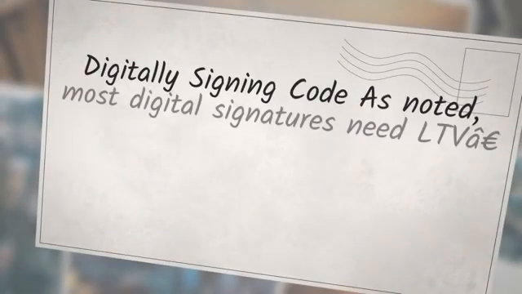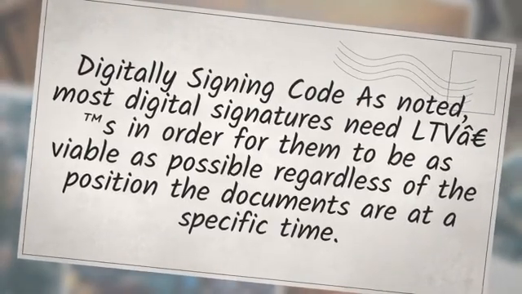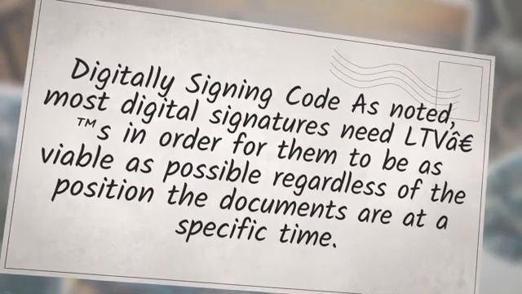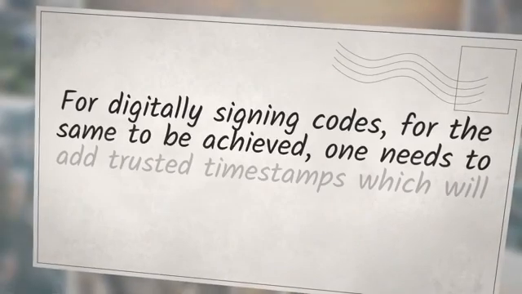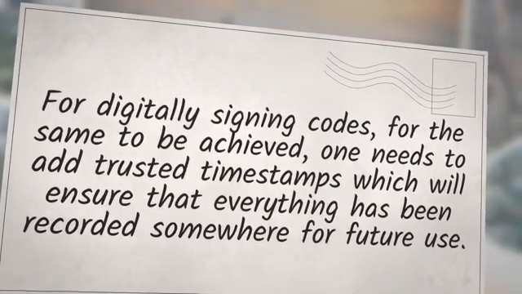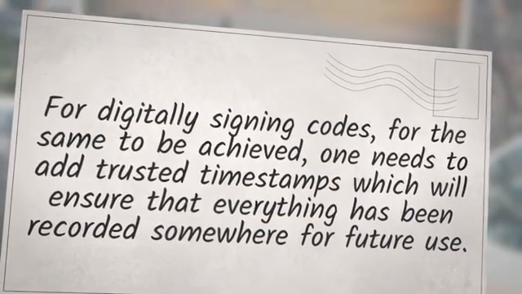Digitally signing code: as noted, most digital signatures need LTV in order for them to be as viable as possible, regardless of the state the documents are in at a specific time. For digitally signing code, for the same to be achieved, one needs to add trusted timestamps, which will ensure that everything has been recorded somewhere for future use.